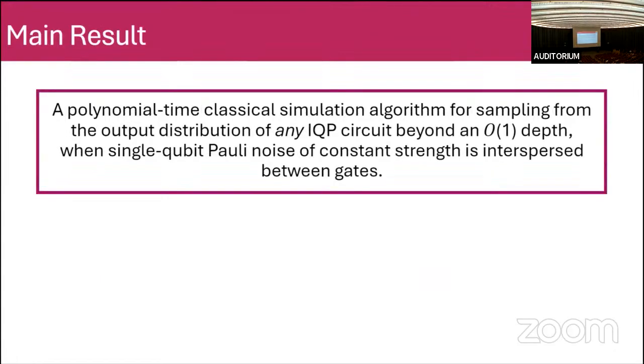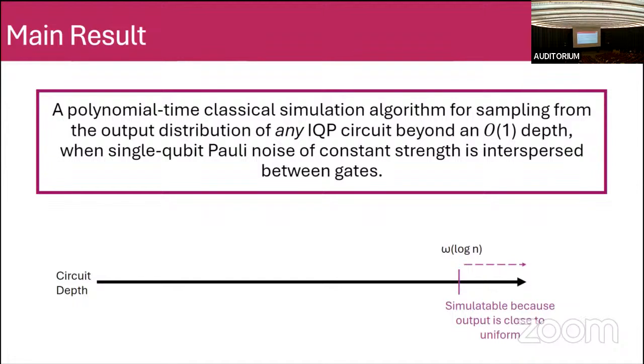So the main result here is a polynomial time classical simulation algorithm for sampling from the output distribution of any IQP circuit beyond an O(1) depth when single qubit noise of constant strength is interspersed between gates. To place this in the context of existing results, imagine having circuit depth on this axis. What's been shown before, like 20 years ago actually, is that if you go past a depth of log n, your distribution with this uncorrected noise model becomes close to uniform. So you're already trivially classically simulatable.